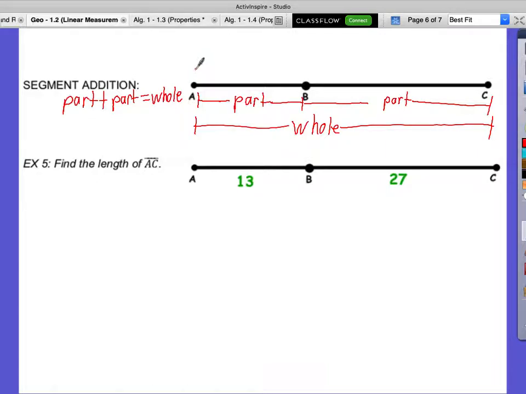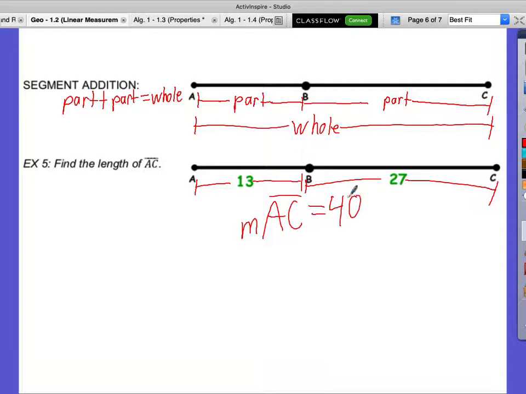If segment AB has a length of 13 and segment BC has a length of 27, what would our length of AC be? 40. How'd you get that? You add them. If here to here is 13, and here to here is 27, the whole thing has to be added together. So the measure of segment AC is equal to 40. Woohoo! Questions?